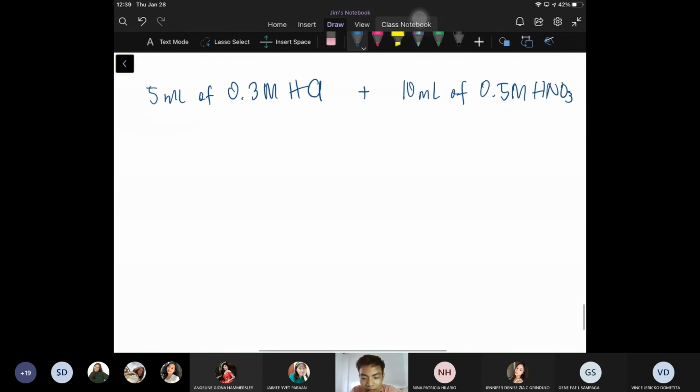Nagko-curve-curve, no? Okay, so kunwari, ito, magmi-mix ka ng dalawang acid, then ang question is, what is the concentration of H+?